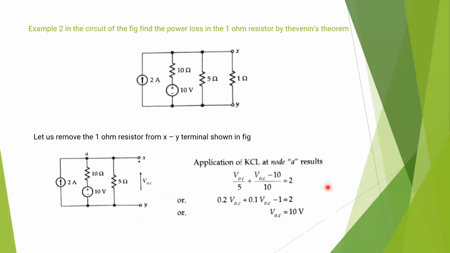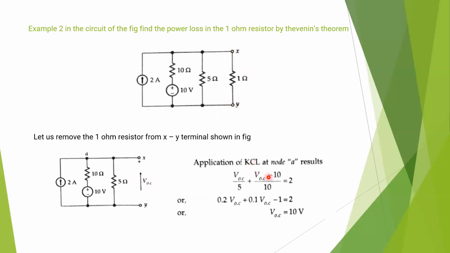So next one example, here there is another example given. This is the circuit we are considering here. We have to find the power loss in 1 ohm resistor by Thevenin's theorem. So here we are removing this 1 ohm resistance and we have to calculate the open circuit voltage.